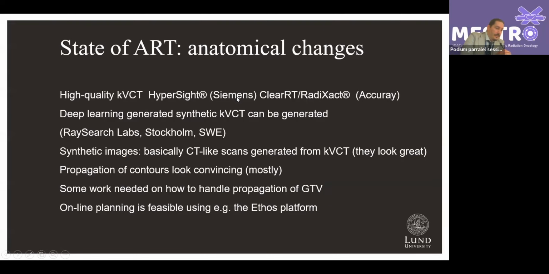So I think the state of ART in terms of anatomical changes, we have really high quality kVCT, HyperSight, and ClearRT. We can use deep learning augmented CT, so we can do kVCT and then augment it, so we have sort of CT-based quality on each fraction, so that's really quite working well. We are using propagation of contours that look mostly convincing. There is work to do, I think, particularly how to handle the GTV, and then online planning is feasible using, for instance, the Ethos system.